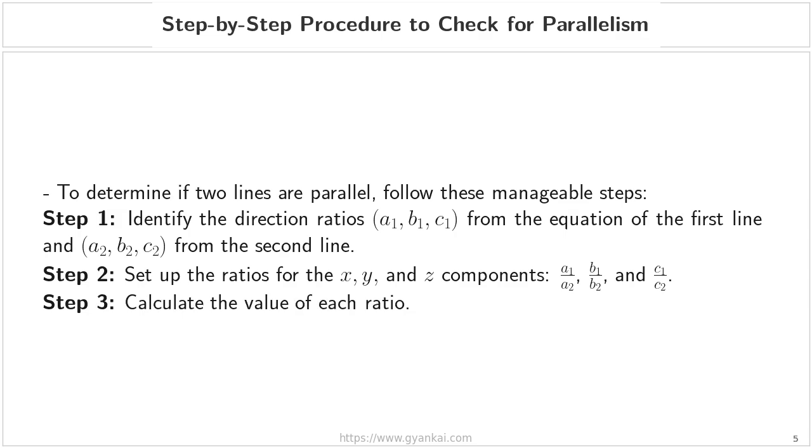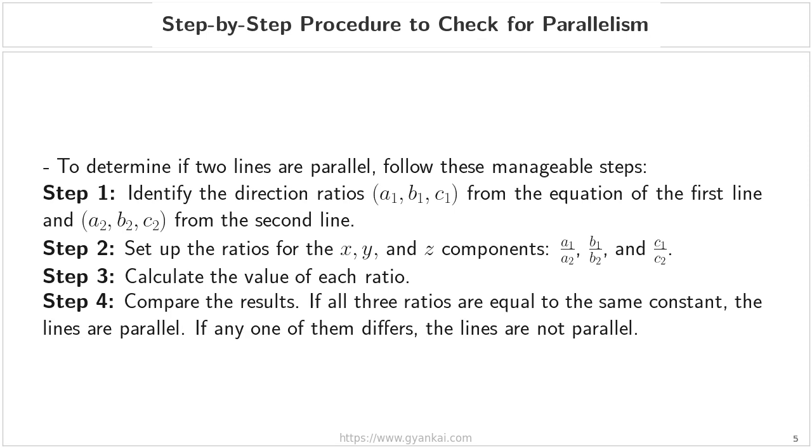Step 3, now, simply perform the division. Calculate the numerical value for each of those 3 fractions. Step 4, finally, compare your results. This is the moment of truth. If all 3 calculations yield the exact same constant value, then you have successfully proven that the lines are parallel. However, if even just one of those ratios is different from the others, then the lines are not parallel. We are going to apply this exact 4-step method in the very next slide with a worked example, so keep this process in mind.